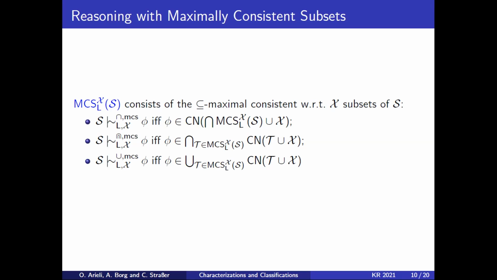Like in the argumentation setting, there are again three entailment relations, namely skeptical entailment, where phi has to follow from the intersection of the maximally consistent subsets, weakly skeptical entailment, where phi has to follow from each maximally consistent subset, and credulous entailment, where phi has to follow from some maximally consistent subset.